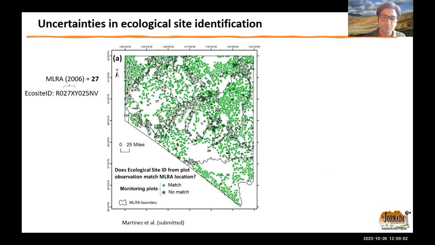One way to at least grasp an idea about what is the level of certainty in ecological site identification: the first thing that I did when I started my postdoc in June last year was to get these AIM plots and put them in a map and see whether the MLRA where the plot is located matches the MLRA that was identified by AIM crews based on the ecological site ID.